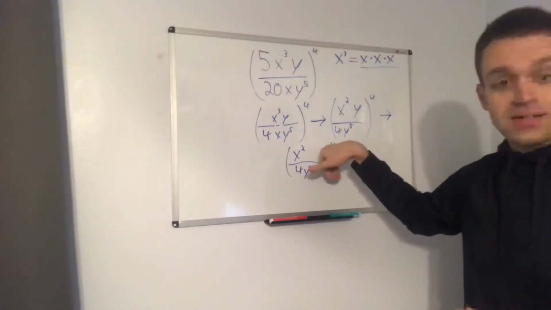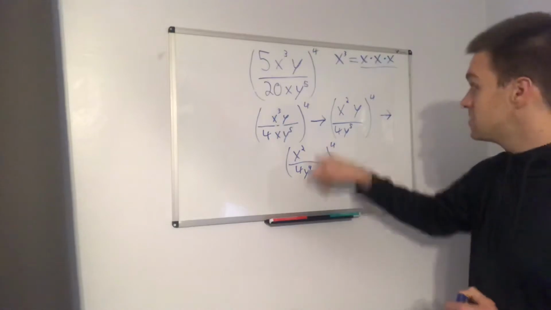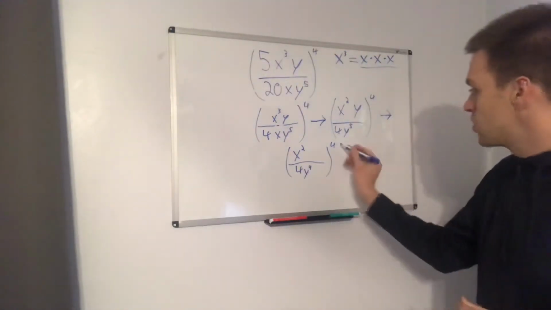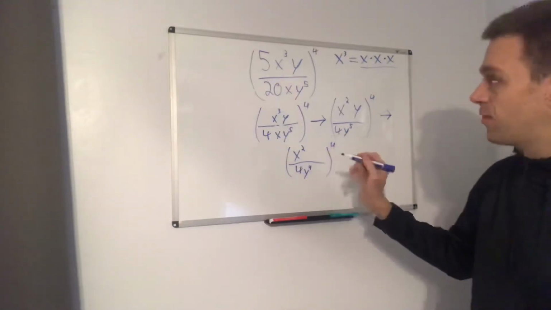Now we can go ahead and simplify that 4th power, and it's going to be easier than if we had done it at the beginning because we have so many less terms. So what is x squared raised to the 4th power?